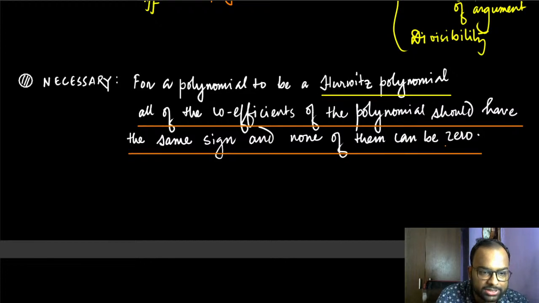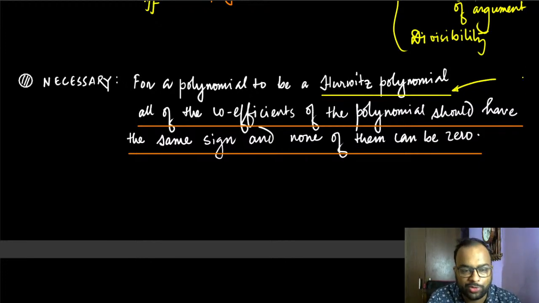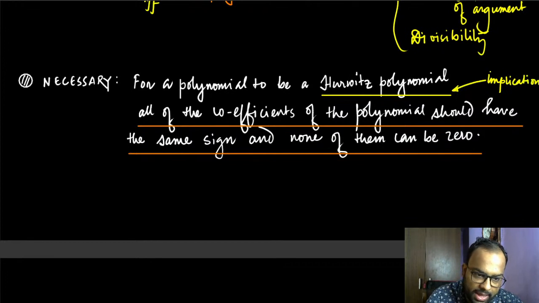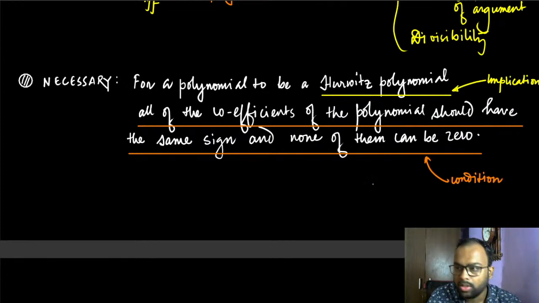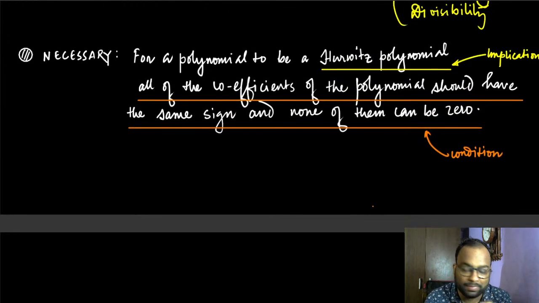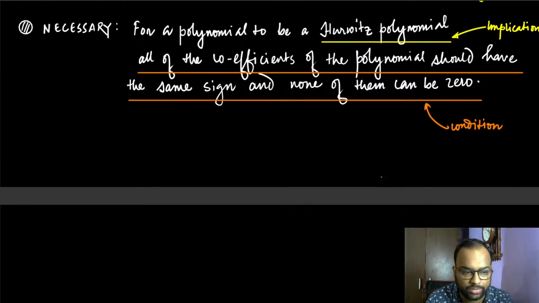Okay, so that's the condition. This is the outcome, the other implication, what we wanted to figure out: whether the polynomial is a Hurwitz polynomial or not. Of course, you know what a Hurwitz polynomial is. So this is what we want. This is the implication, and this is the condition. All right, and I'm going to explain what it means to be a necessary condition.